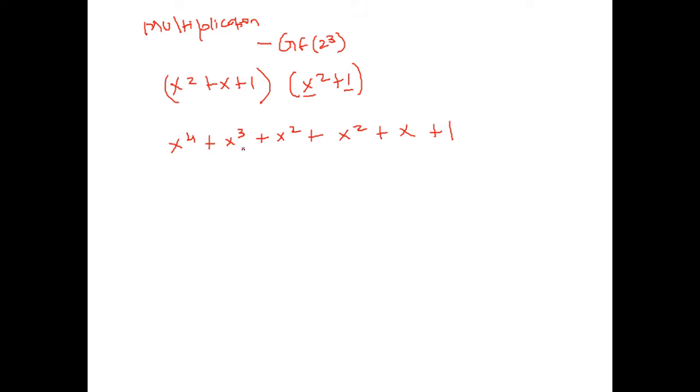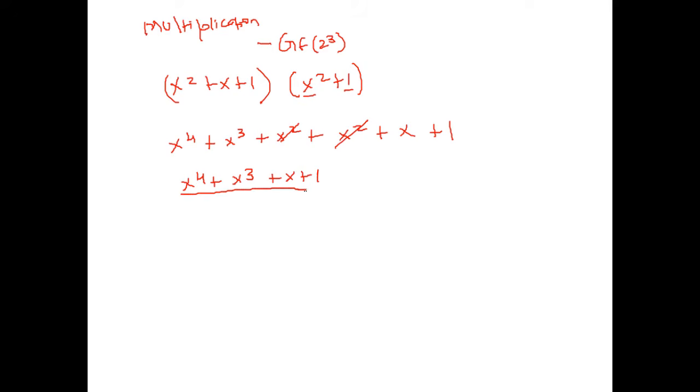So we have x^4 + x^3 + x^2 + x^2 + x + 1. Addition in a finite field is an XOR operation, so the similar terms we can cancel out. Are there any more similar terms? No. The result here is x^4 + x^3 + x + 1.